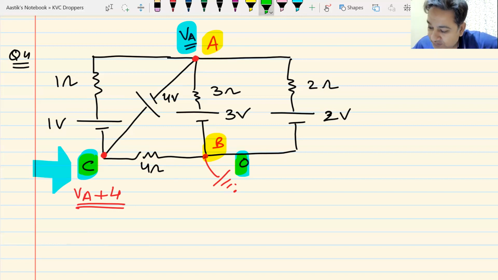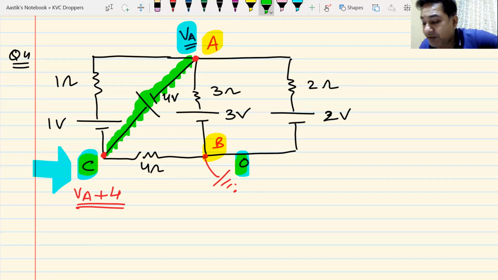How did I get it? I go in the green branch. I start from point A and I end my journey at point C. VA plus 4 is VC. Do we understand this? Yes, sir.